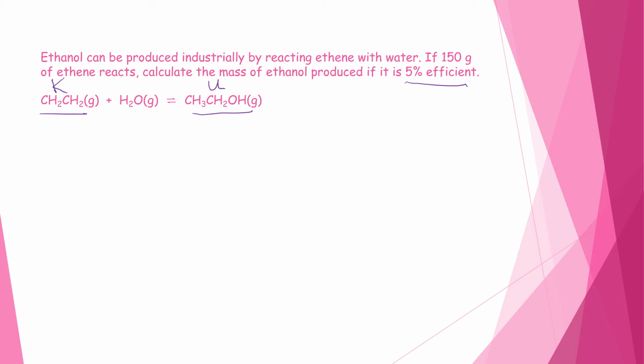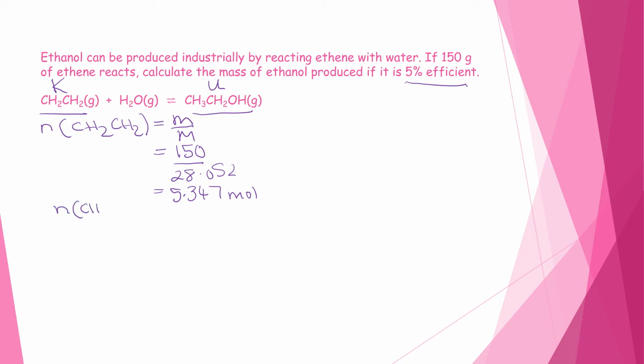So we're going to do our stoichiometry exactly like normal. We're going to find the number of moles of ethene, which is equal to a mass over a formula mass. The mass of the ethene is 150, divided by the formula mass of 28.052. Now this comes out to the number of moles of 5.347 moles. Now this is in a 1-to-1 ratio, so 1 mole of ethene will produce 1 mole of ethanol. So the number of moles of ethanol is the same, which is 5.347 moles.